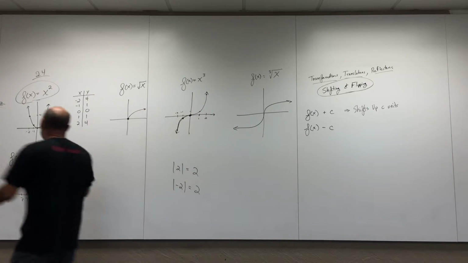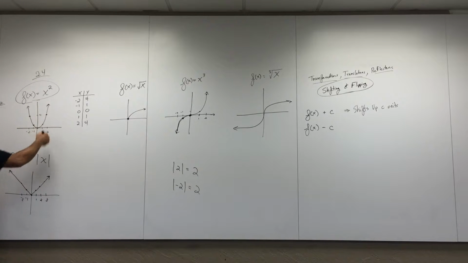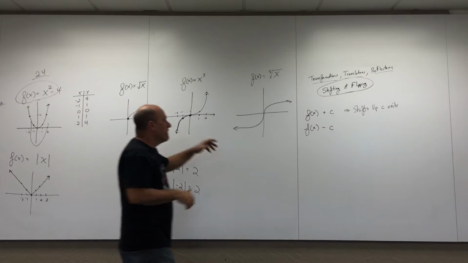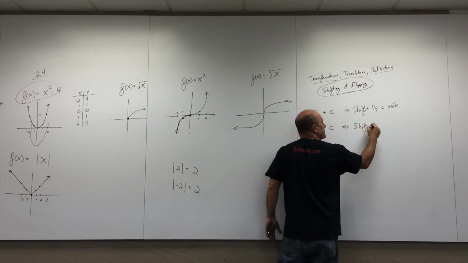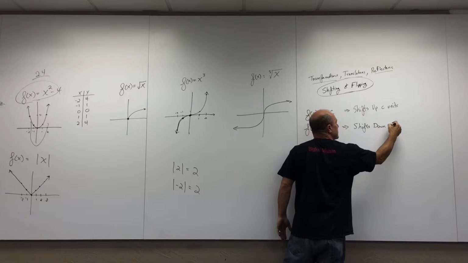Like this picture. See this? This is good old x squared. But if I put minus 4 on it, what would happen to it? Goes down. The whole thing would shift down 4. The whole picture would shift. You'd have this picture. It's easy. It's cool. I mean, we kind of stumbled into that the other day. So I'm going to put that in my notes. Shifts down c units. Down c units.